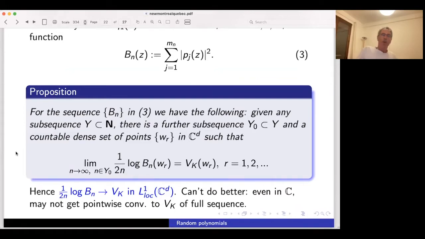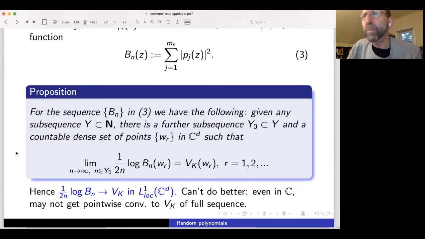But you certainly cannot, even with this nice condition, even in one variable, get pointwise convergence everywhere. That's for sure. Can you get bigger than countable? Whatever that means, I don't know.